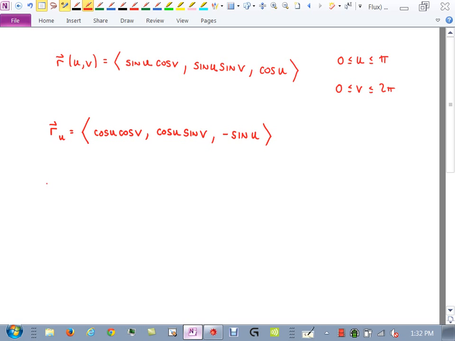All right, what about the partial with respect to V? So I'm back up here, right? I'm looking at that again. What's the partial of that with respect to V? Negative sine U sine V, then sine U cosine V, and then 0.